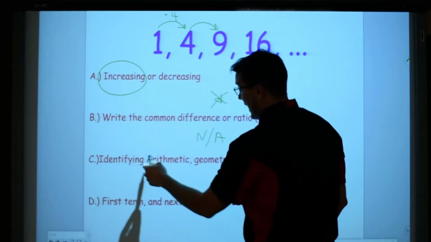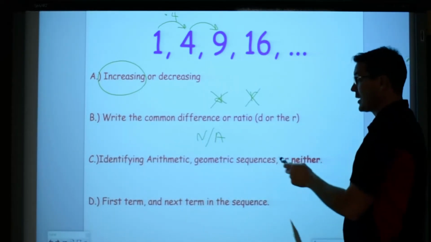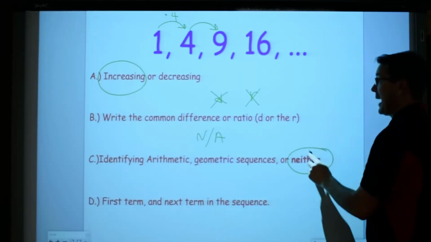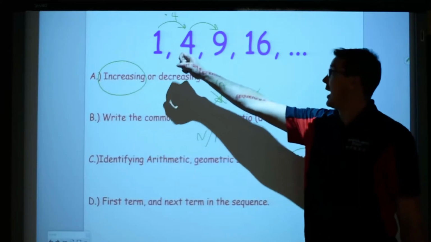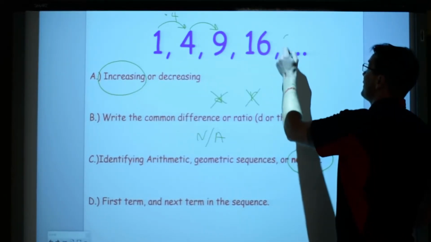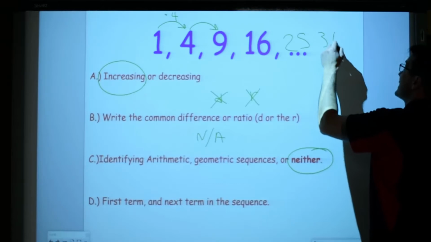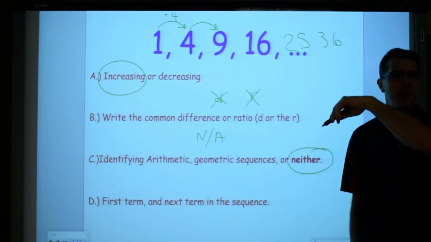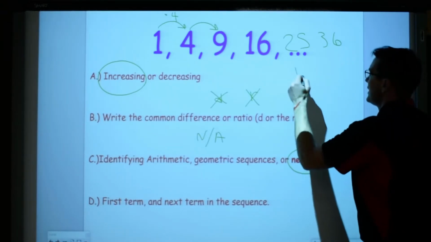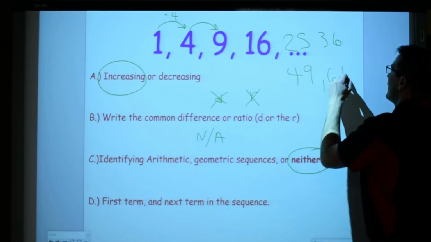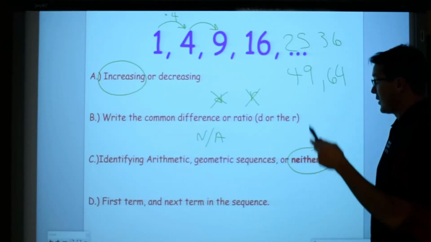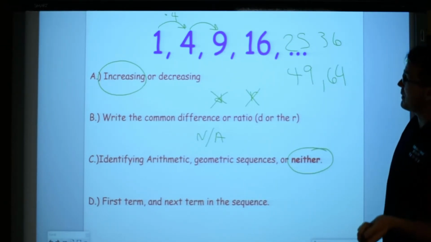And so, identify arithmetic, geometric sequence, or neither. Well, this is that neither case I was talking about, where sometimes you have a pattern. It's still a pattern. I can tell you, I know the next term, this is going to be 25, and this is going to be 36, and then it's going to be 49. 64, 81, 100, maybe that'll tip you off a little bit. There is a pattern here, it's just not arithmetic or geometric.